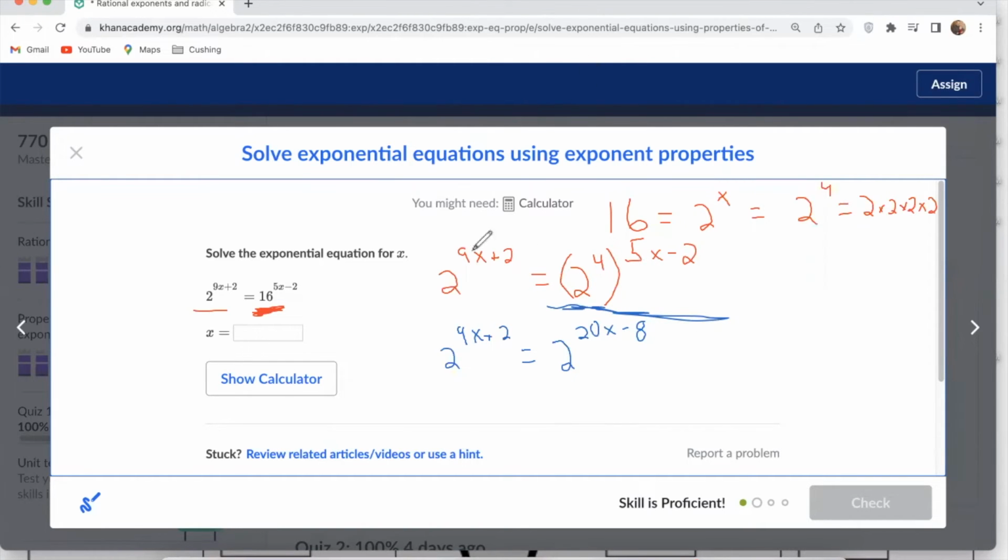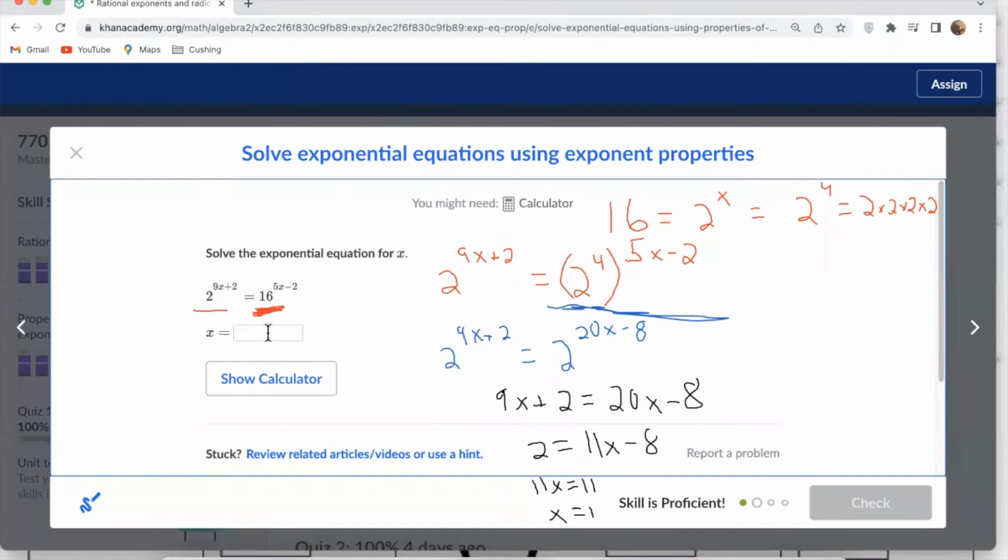So now at this point, on the left and right side, the bases are the same. So I can just set the exponents equal to each other. So 9x plus 2 equals 20x minus 8. I'll subtract 9x from both sides. So I'm going to get 2 equals 11x minus 8. Add 8 to both sides. 11x equals 11. So x equals 1.